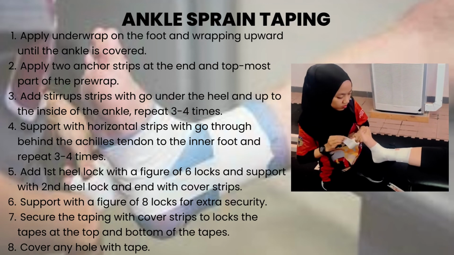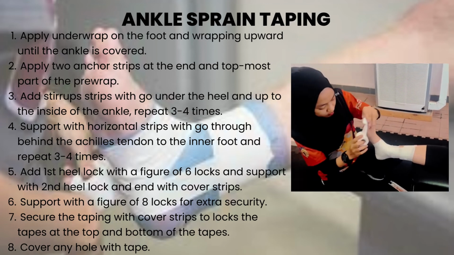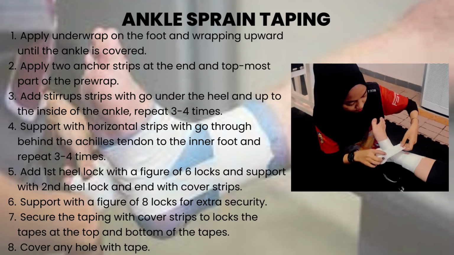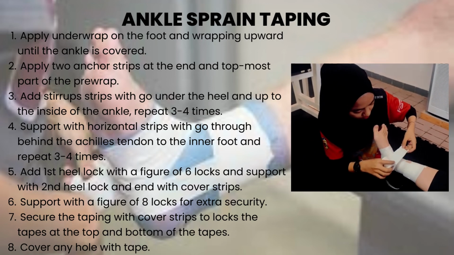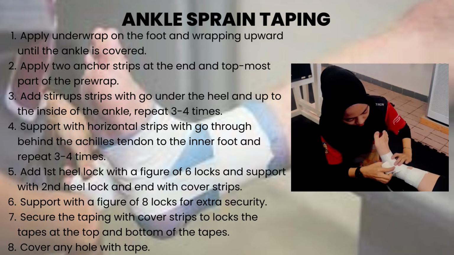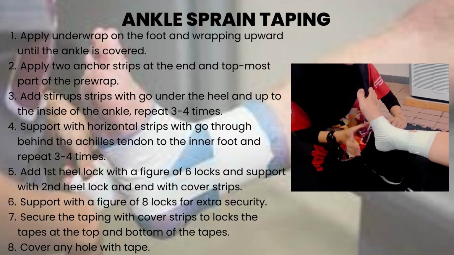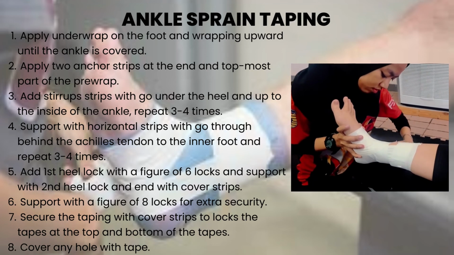Proceed with the first heel lock, which is a figure of 6 lock to support the ankle joint. Start the first heel lock on the top of the foot. Take the tape under the foot to the outside of the foot and cross the lateral side, which is the outside of the heel, at a 45 degree angle.